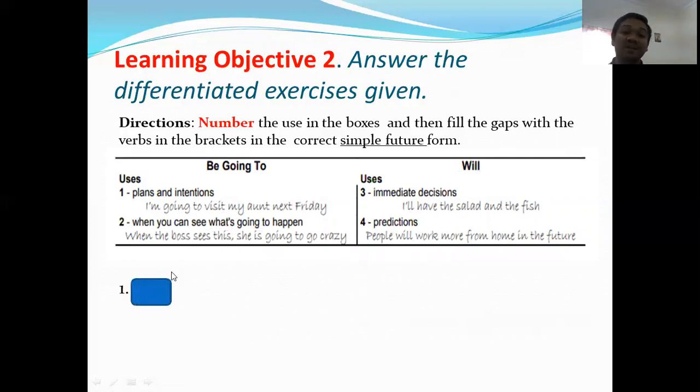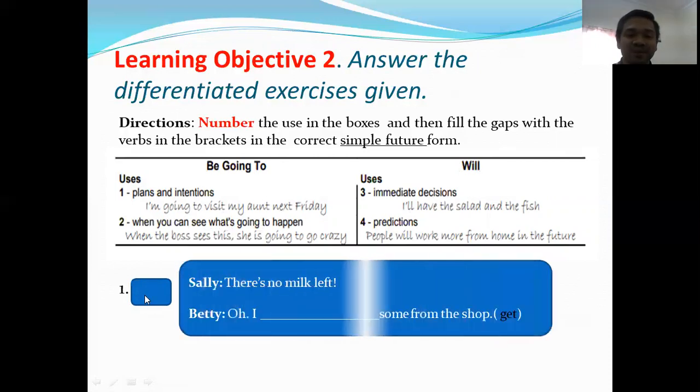Now I have here boxes. So what you are going to do here is to number. I will give you an example. Sally, there is no milk. Betty, oh, I blank some from the shop. So think, is this sentence using will or be going to? But before that, you're going to analyze first the sentence. Is it for immediate decision? Is it for prediction? Is it for plans and intention? Or is it when you see what's going on? Okay, as easy as that.